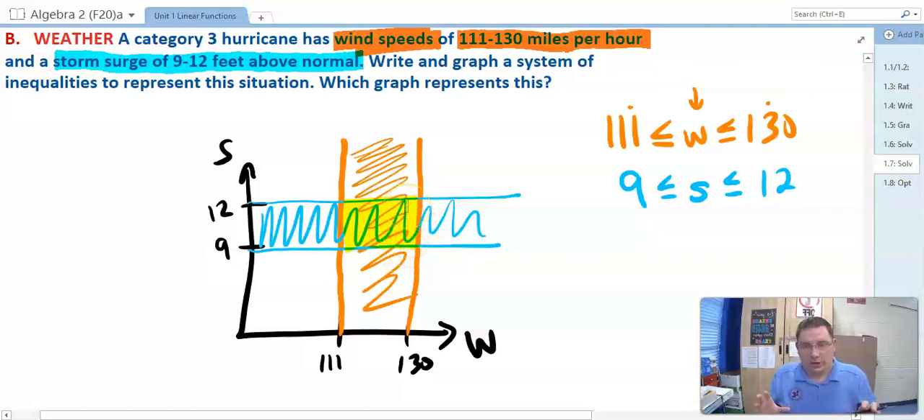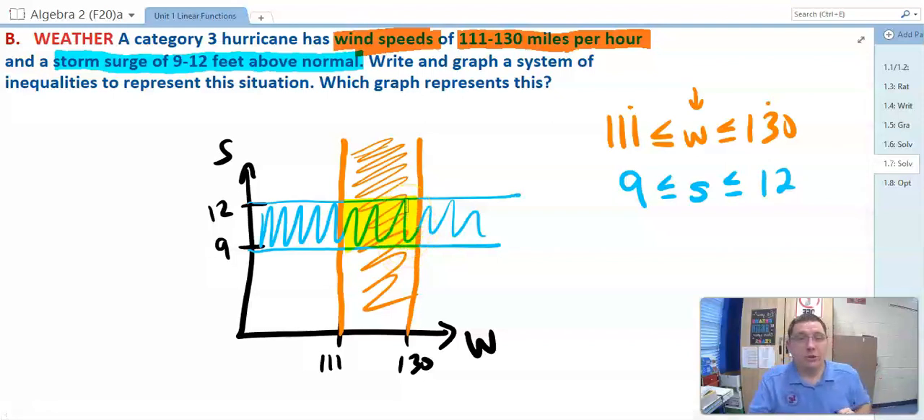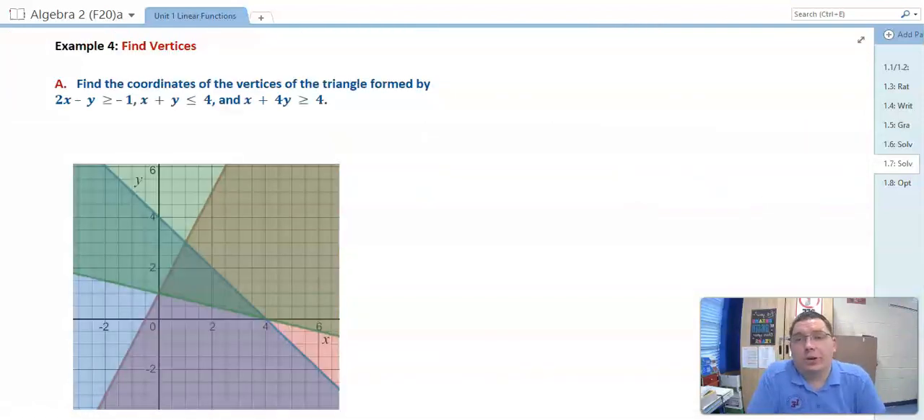All right, so been a lot here so far, but we got one last thing we're going to look at. So let's go to that now. So example 4 here, we're going to find the coordinates of the vertices of the triangle formed by the three inequalities listed here. 2x minus y is greater than or equal to negative 1. X plus y is less than or equal to 4. And x plus 4y is greater than or equal to 4.